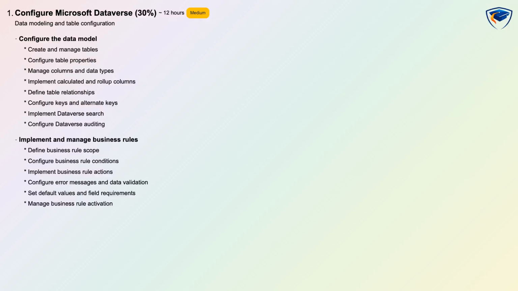The domain also covers business rules where you define scope, configure conditions and actions, set default values and validation messages, and manage activation to enforce data integrity.